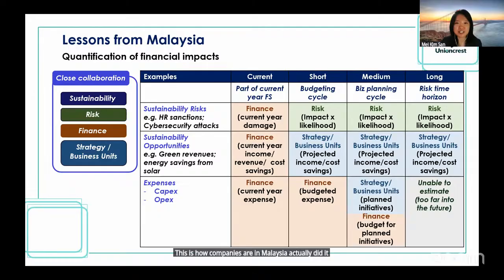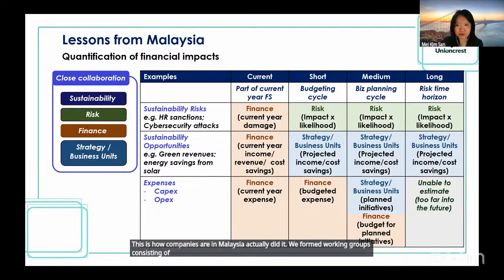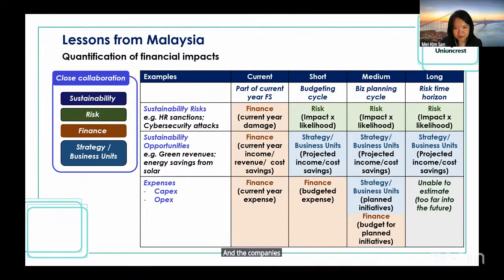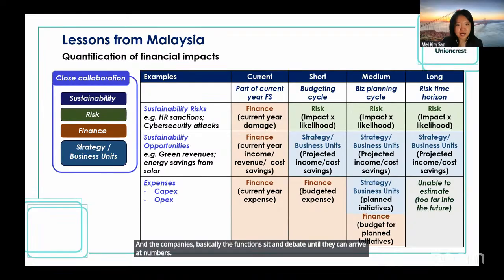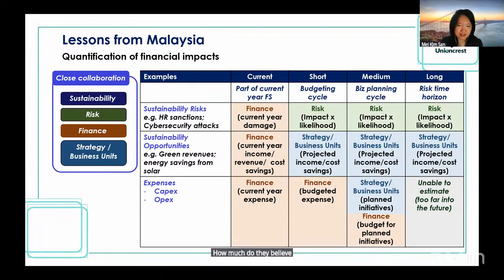We form working groups consisting of these 4 functions at minimum. And the companies, basically the functions, sit and debate until they can arrive at numbers. How much do they believe this risk is going to cost us? How much money do we think we are going to make? And you'll be surprised how many of these conversations turn into very strategic ones.